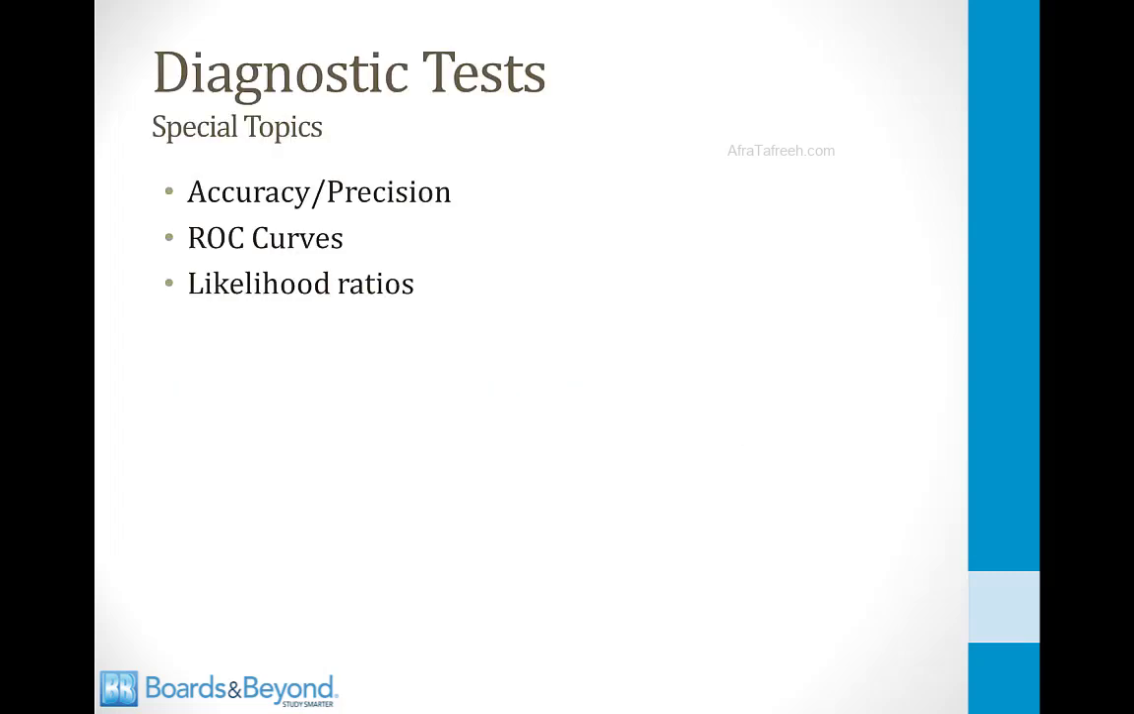In biostatistics, when you talk about diagnostic tests to rule in or rule out disease, the main topics that are usually discussed are sensitivity, specificity, and positive and negative predictive value, which I talk about in other modules. But there are a couple special topics related to diagnostic tests that we're going to cover here, and these are accuracy and precision, ROC curves, and likelihood ratios.